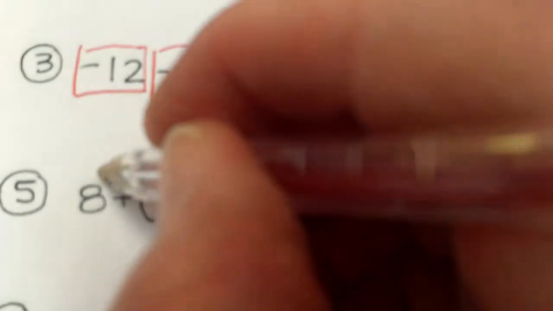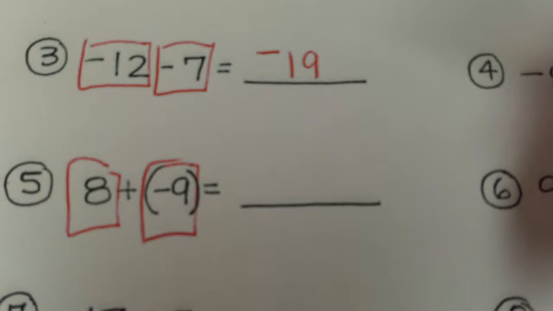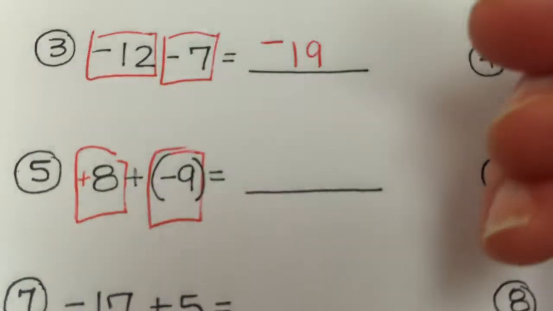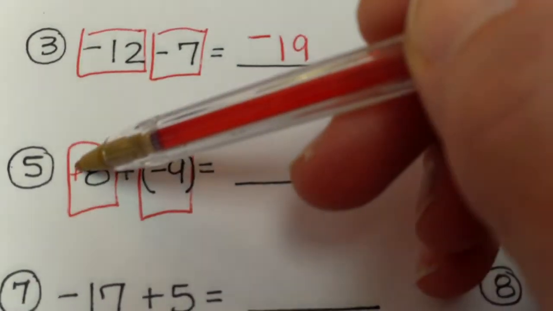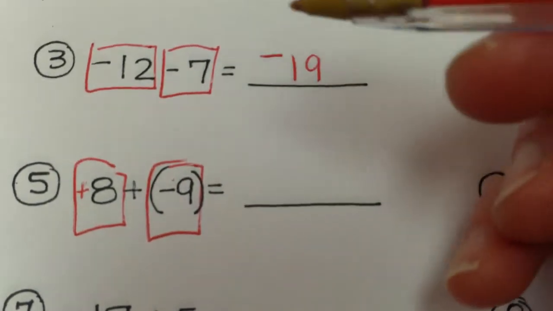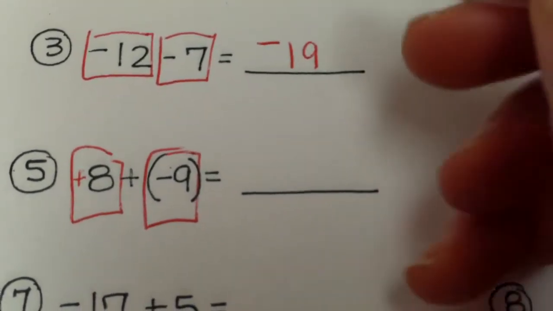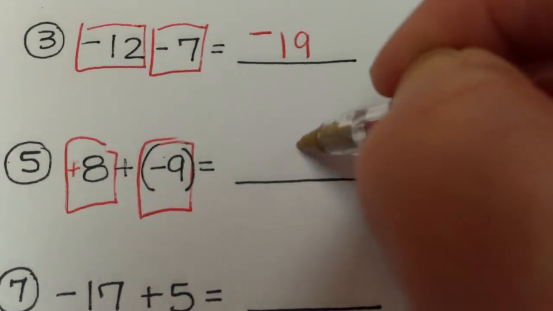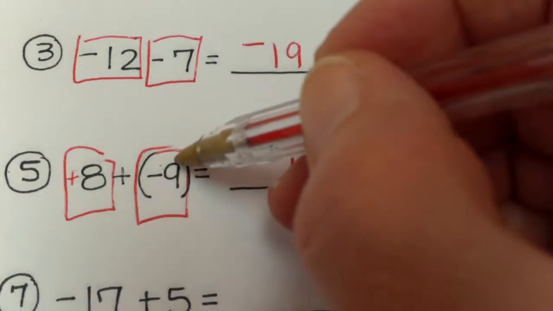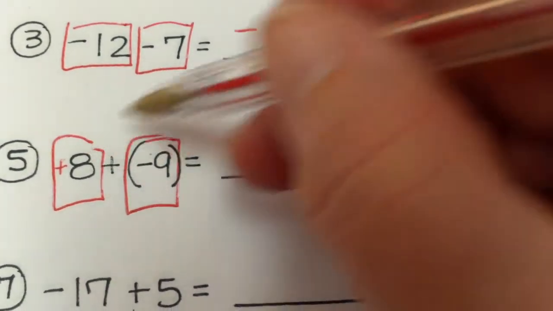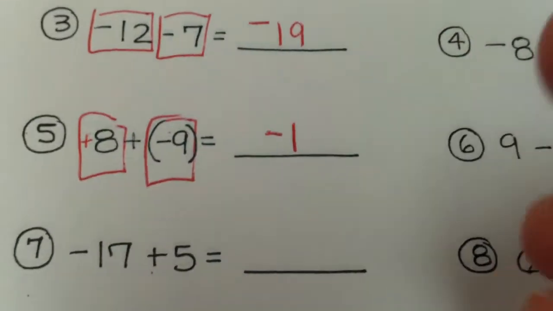Next problem, no double negatives. Boxing the number with the sign directly in front of it. This is understood to have a positive since there's nothing there. A positive in the box and a negative in the box yields opposite signs. Opposite signs subtract. 9 minus 8 is 1. Sign of the larger digit, 9 is bigger than 8, so the answer gets a negative.